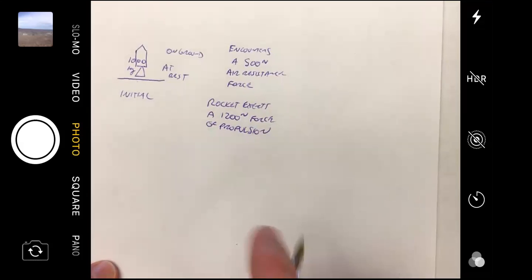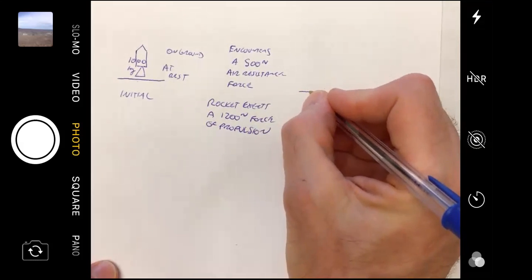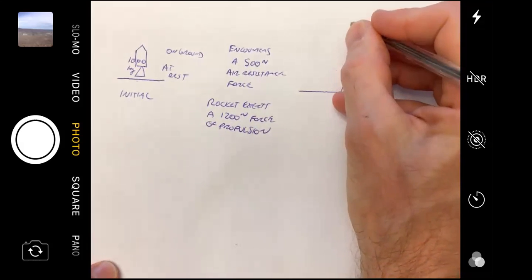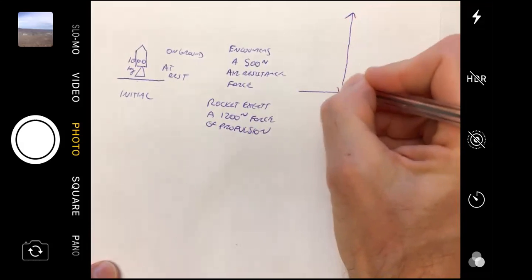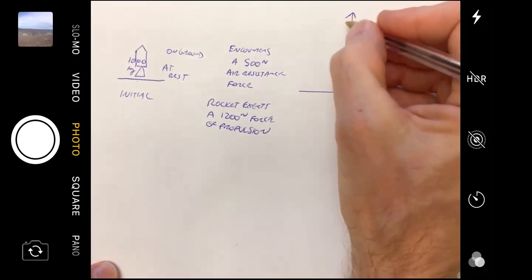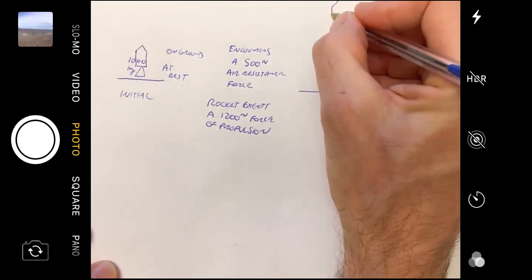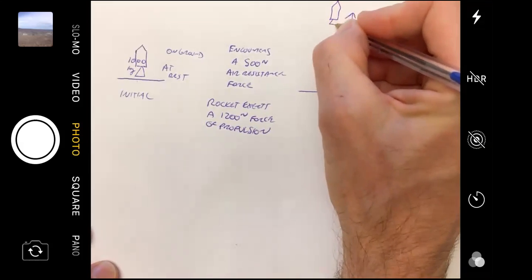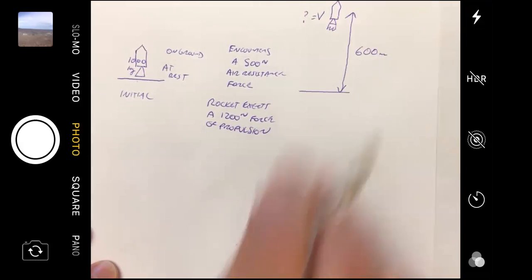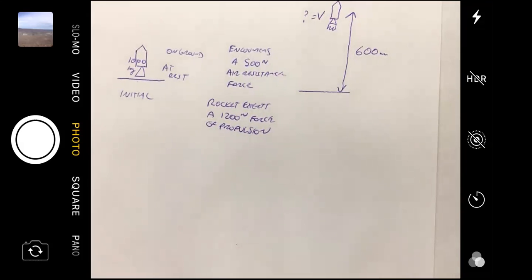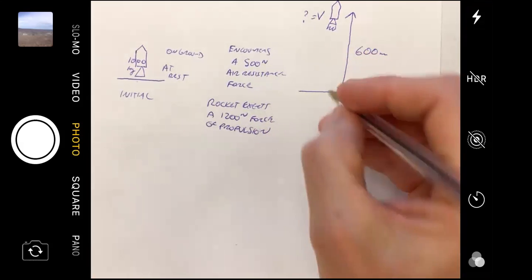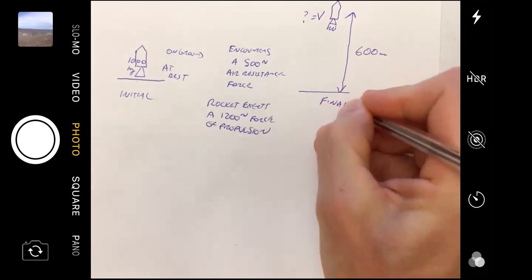So here is the question. We would like to know when this rocket has reached a height of 600 meters. The rocket is now up here. I want to figure out how fast it is going. That's what I want to do. So this is our initial situation, this is what it's encountering, and this is the final situation.